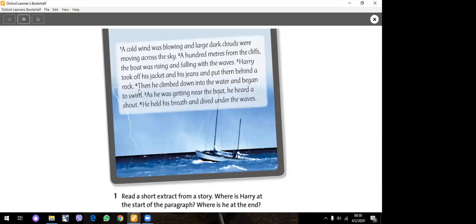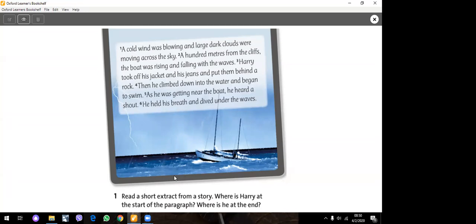Okay, you mean he is on the shore, right? At the start. Now, let me ask the question, where is he at the end? Where is Harry at the end of the story? Let me read one more time.